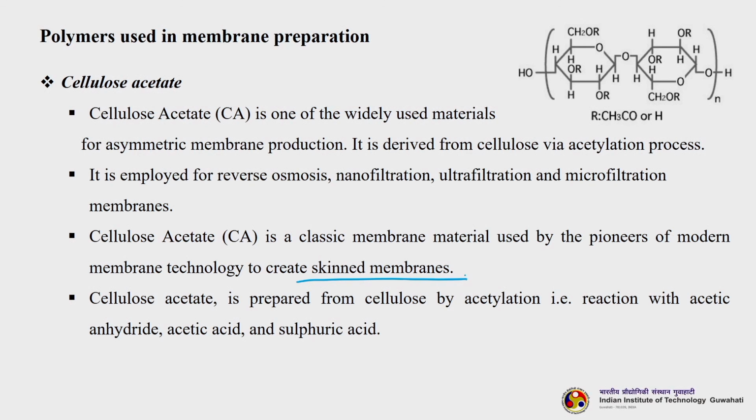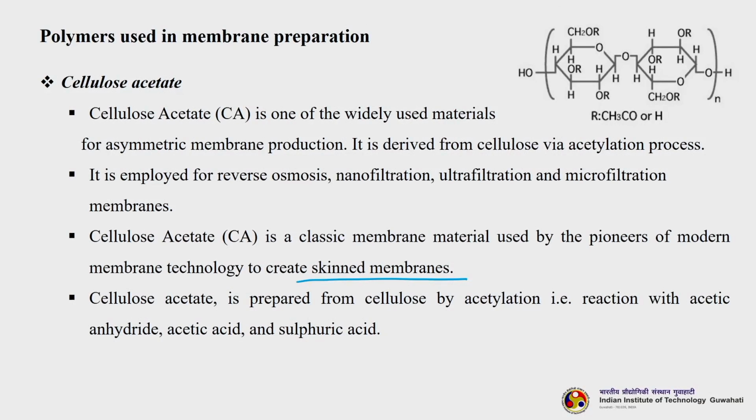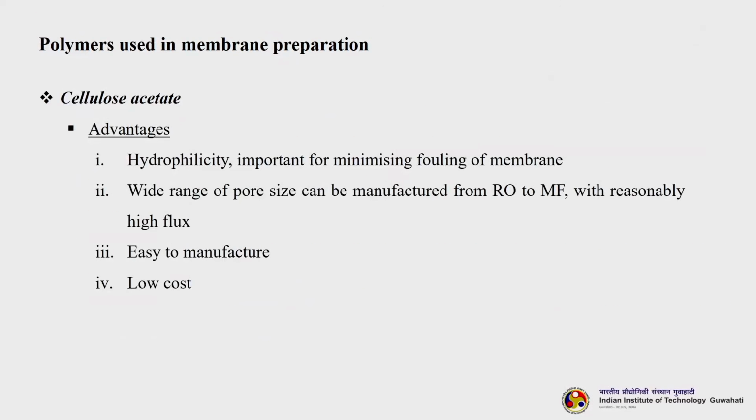So, as you know, we have discussed what skin membranes are. One top layer that is fused along with a porous layer, and that top layer is actually called the skin, mostly in the asymmetric membranes. So, cellulose acetate is prepared from cellulose by acetylation, that is, reaction with acetic anhydride, acetic acid and sulfuric acid. So, let us understand what are the different advantages and disadvantages of cellulose acetate.